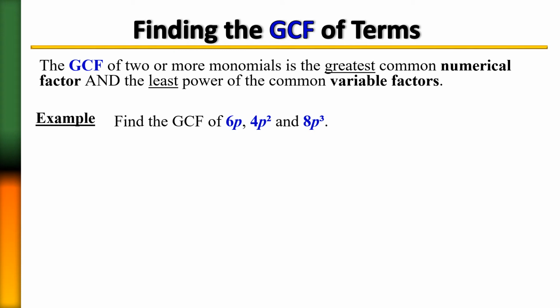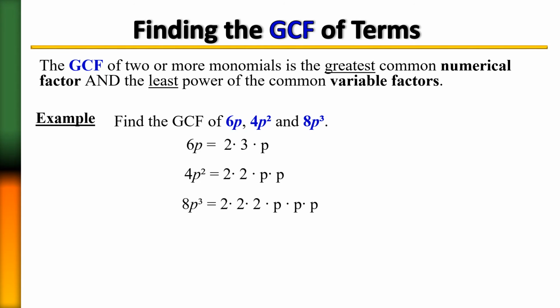So again, step one would be to write them as products. In other words, for the first term of 6p, 2 times 3 is 6, and I have 1p. For the next term, I can break that down as well. 2 times 2 is 4, and I have 2p's. And you do the same for 8. And then you want to look at the three terms to determine their common factor.